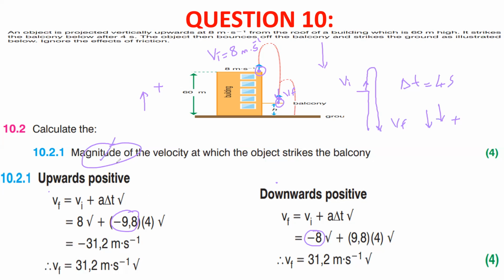But if they don't say magnitude, just calculate velocity. What we have to say: if you get a negative answer with upward positive, you should say downwards. For this answer, just say downward. And now you get positive, but you said downward is positive. So the answer is downward. You are getting the same answer, even the same direction.